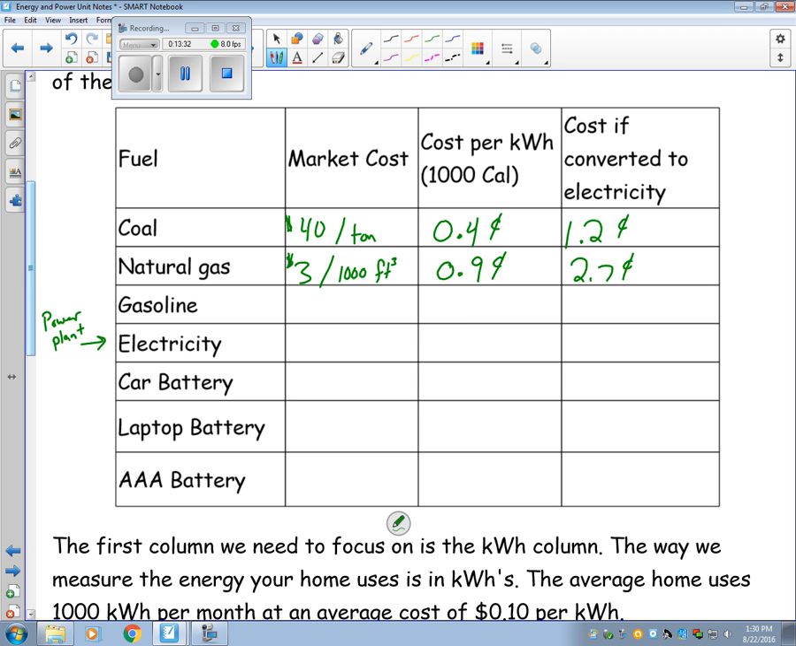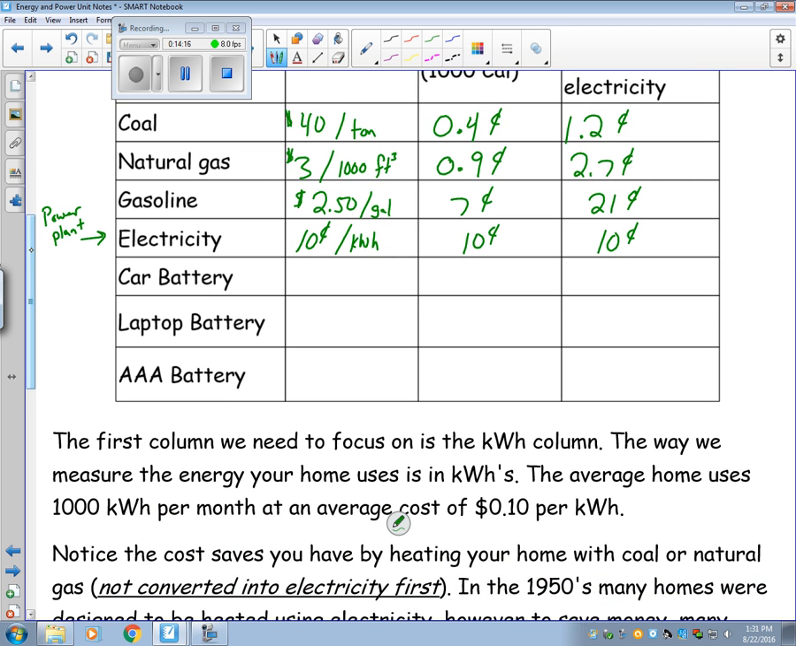Gasoline, the price jumps around. So let's just assume it's $2.50 per gallon. I know it's a little cheaper now, but it'll probably go back up to $2.50. So that means it's roughly 7 cents for a kilowatt, and it costs 21 cents to convert that into electricity. We talked about electricity. Right now, it averages out to about 10 cents per kilowatt hour. So 10 cents here, and then obviously 10 cents if I convert electricity into electricity, it'd be the same.